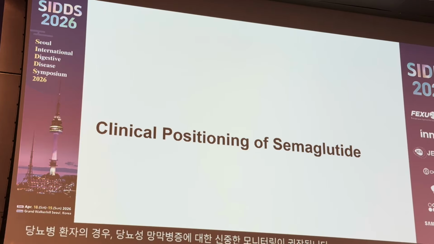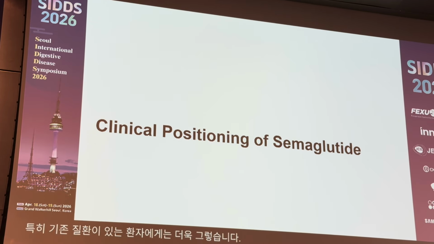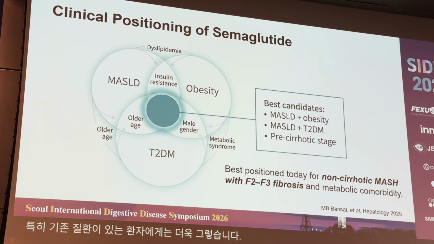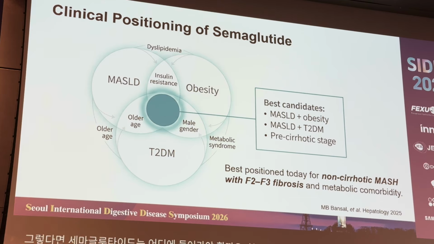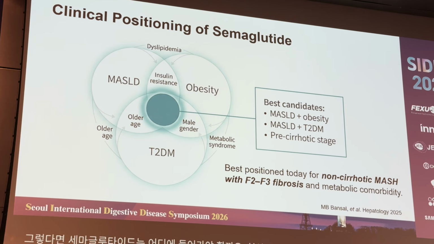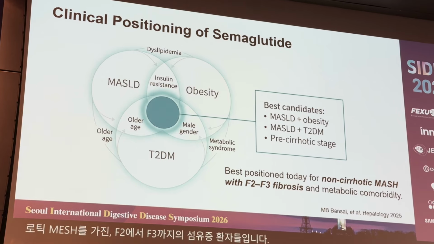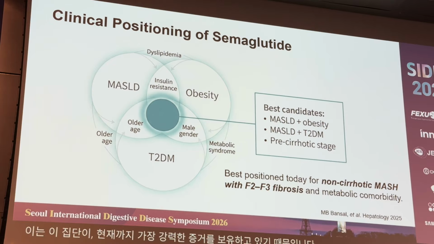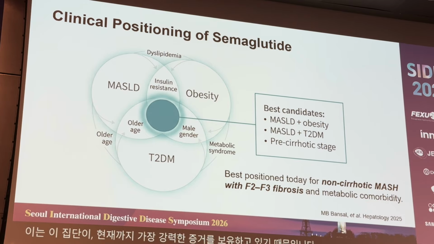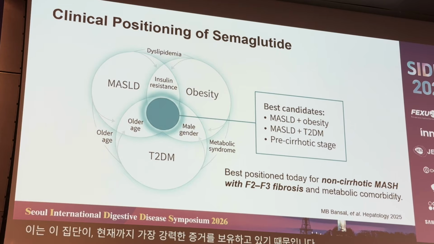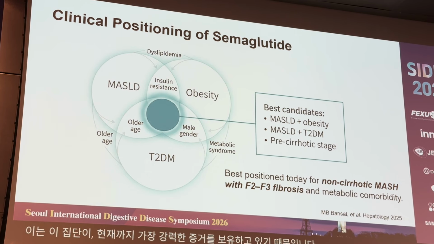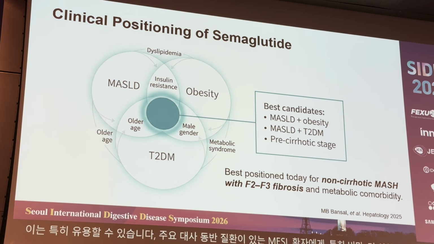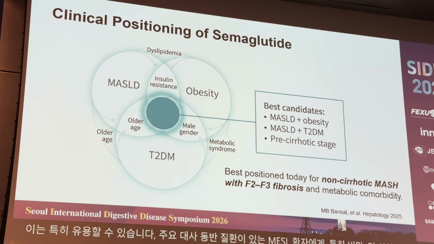So where does semaglutide fit in real-world clinical practice? The most appropriate candidates are patients with non-cirrhotic MASH and F2 to F3 fibrosis, because this is the population with the strongest evidence to date. It may be particularly useful in MASH patients with major metabolic comorbidities, especially obesity and even more so severe obesity. It may also be especially relevant in patients with type 2 diabetes, where the metabolic benefit is likely to be even more clinically meaningful.